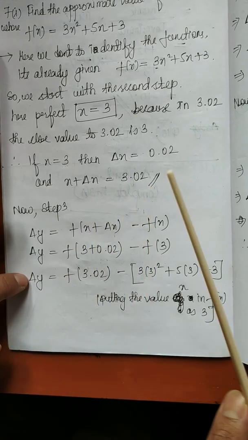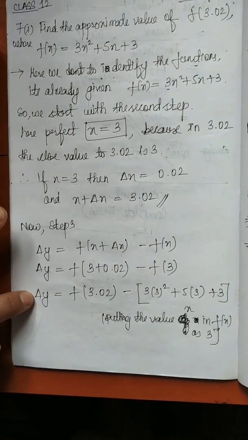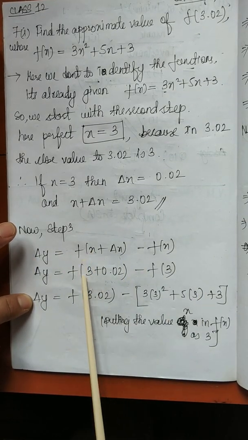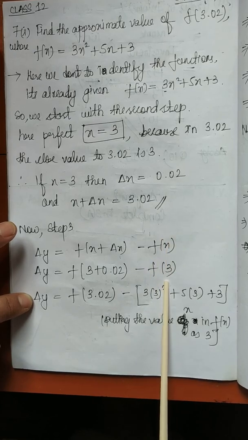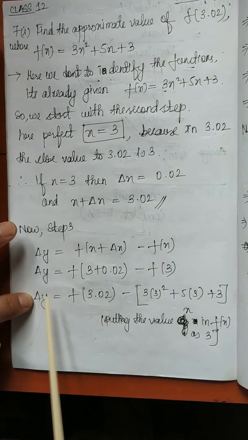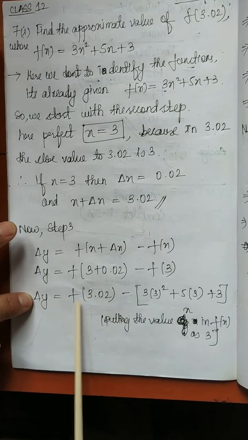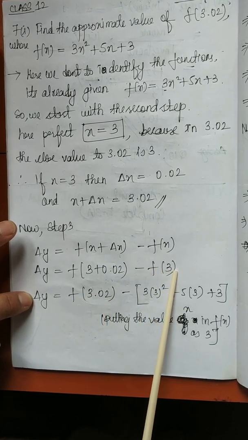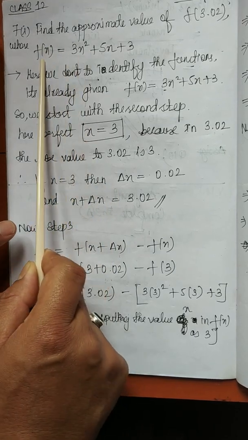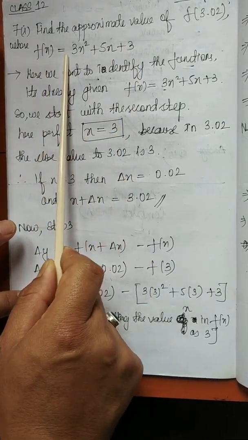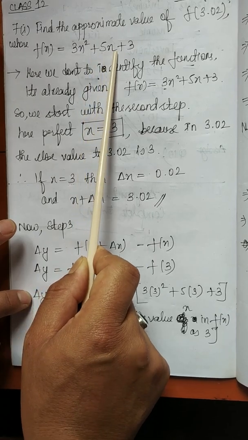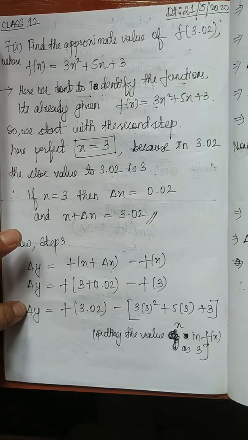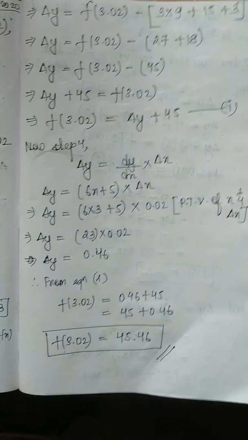Okay, so now we move to step number 3, which is a very important step, to find the value for delta y. The formula is this. Put the value of x, delta x, and f(x), x is 3. So delta y equals f of 3.02 minus f of 3. For f of 3, we put x equals 3 and find the value. So f of 3 will be 3 into 3 square plus 5 into 3 plus 3. Okay, so this page is done. Pause the video to note down.